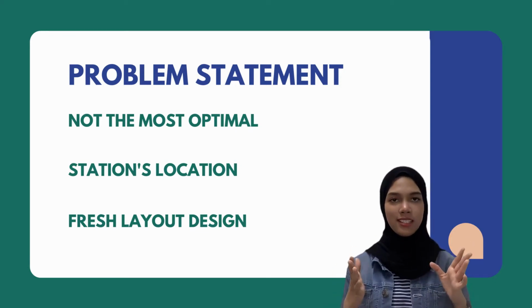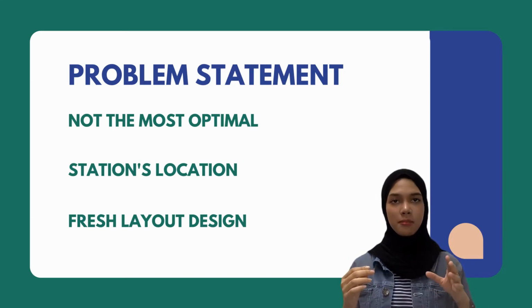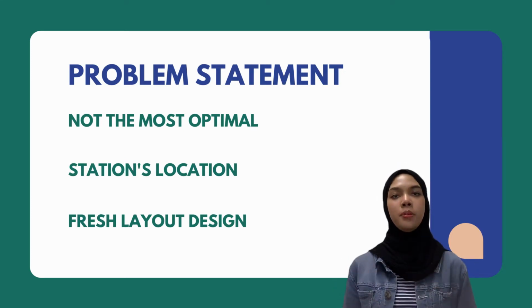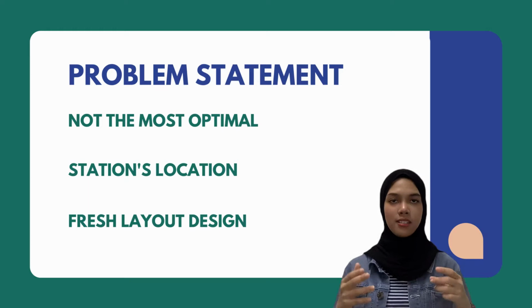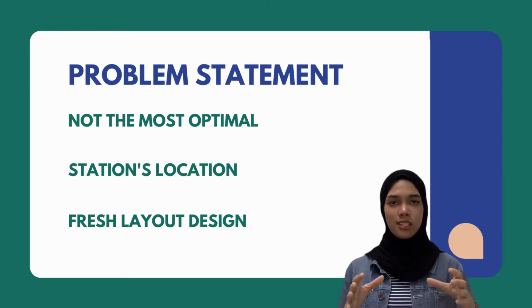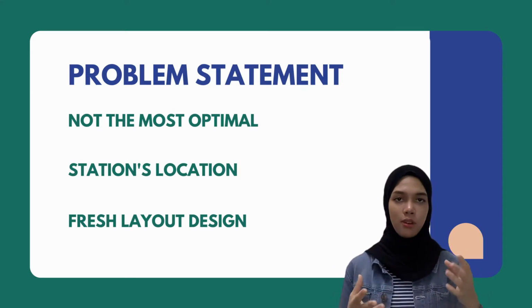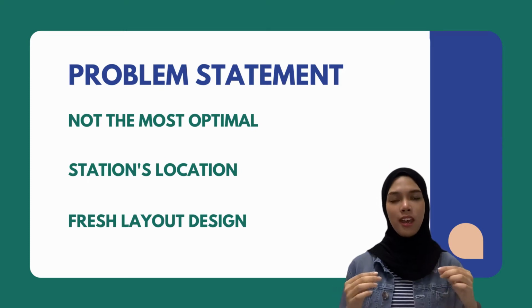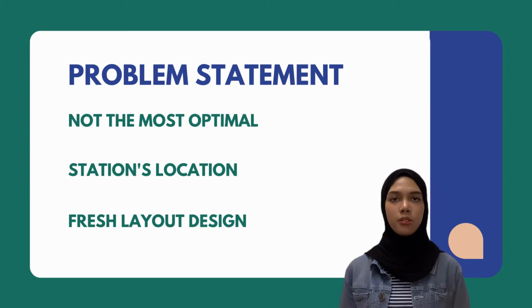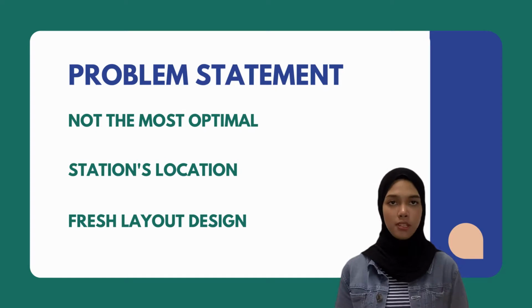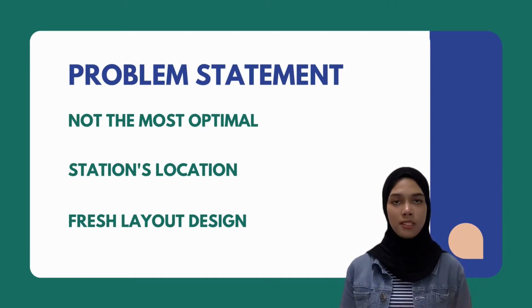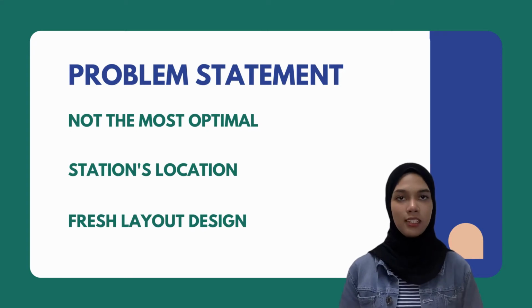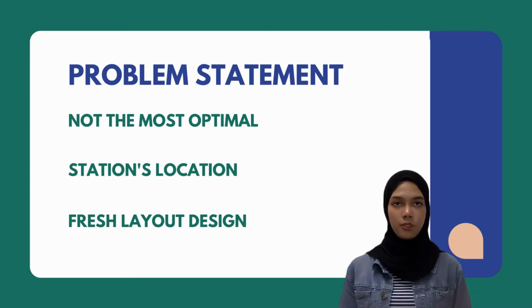The next one is the problem statement. The problem is that the current layout they are employing is not the most optimal configuration to yield the finest result. The workstation cycle time is excessively long due to the station location, and the work location may have an effect on the amount of labor required in the manufacturing process. Lastly, a fresh layout design must be proposed for the company in order to enhance their working flow procedure.